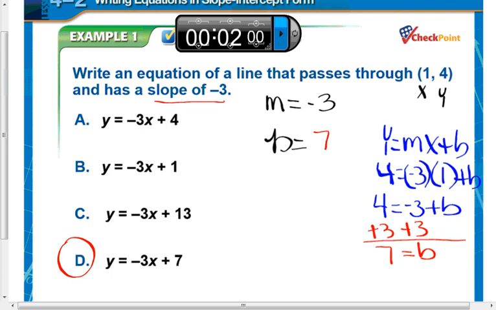And then the next thing we have to figure out is what is b, the y-intercept. And so in order to get that, we plug in what we know. We start off with this, and we plug in what we know. We go ahead and label this x and y, plug in everything, and then we solve for b. And we end up with 7. And then you just plug it in.